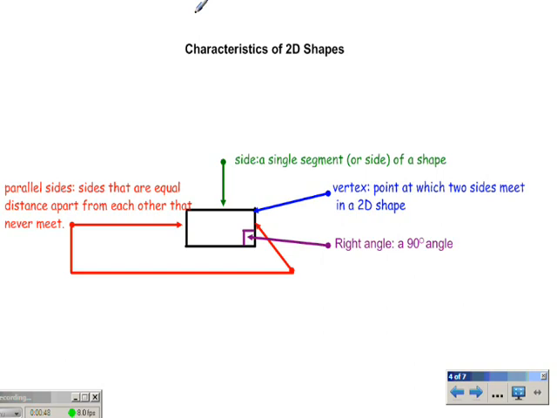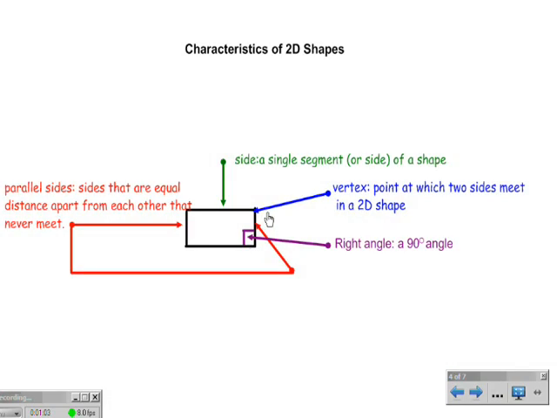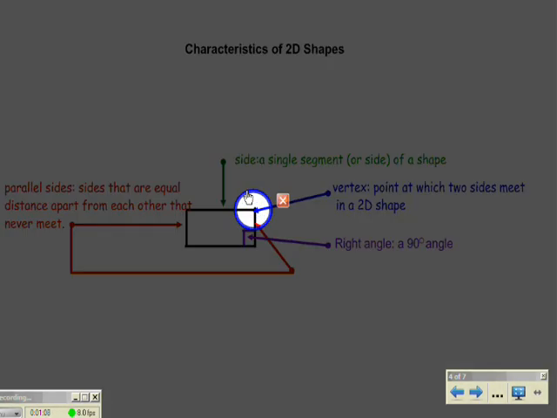For 2D shapes, students should be able to identify the name of the shape. In this case, it's a rectangle. The number of sides. A side is a single segment of a shape. The number of vertices. The vertex is a point at which two sides meet.